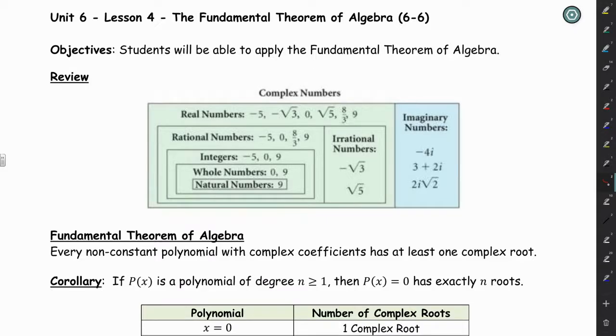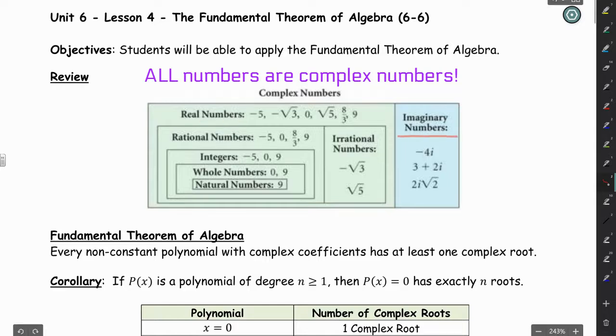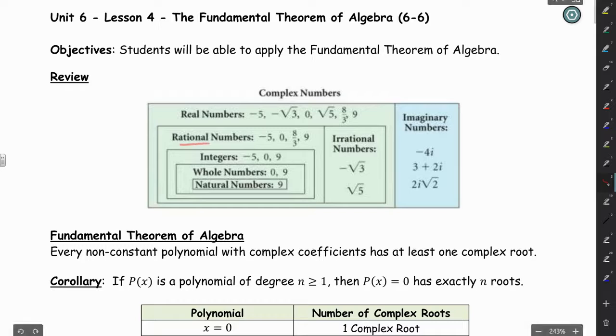Everyone. In this lesson, we're going to continue to solve polynomials, but you're going to learn about the fundamental theorem of algebra. That's going to give you a little bit more information and help you to solve those polynomials. So first we have a review of what complex numbers are. All numbers are complex numbers. We have real numbers and we have imaginary numbers. Included in real numbers are rational numbers and irrational numbers.